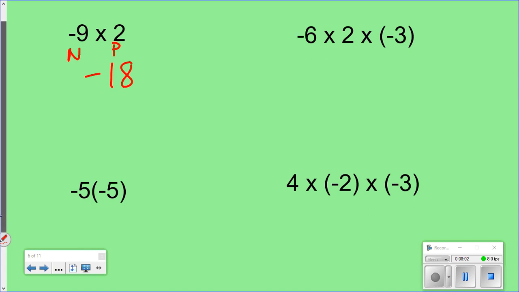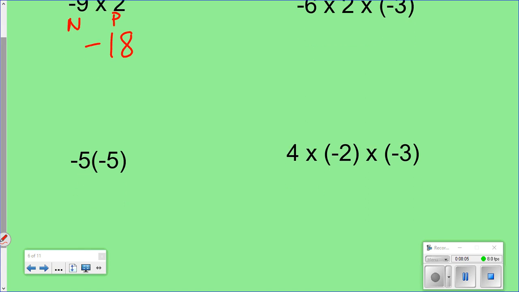Okay? What about this? First of all, what's the number, Landon? And that's going to give you what? 25. Now, if I have a negative and a negative, what's my answer going to be? Positive. You don't need to write it like this. Unless you want to, you can, but you know that that's a positive 25.